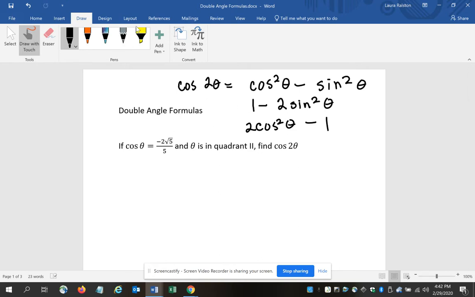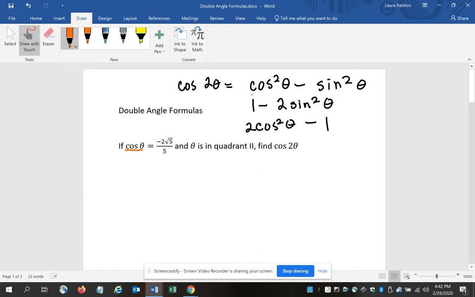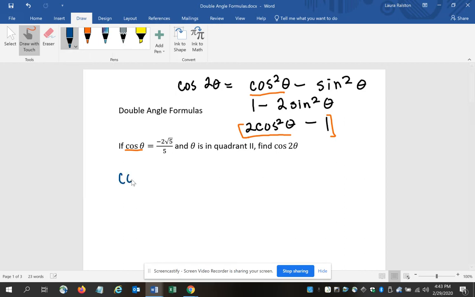And I want to carefully choose which one of these formulas I want to use. So if I think about what information I've been given, cosine theta. So I can use that information in the first version or in the last version. I noticed that in this last version, 2 cosine squared theta minus 1, I don't need anything else. I can simply do a plug and chug into that formula to find the answer for cosine 2 theta. So I'm going to use that formula. It just makes sense. That's the easiest one to use.